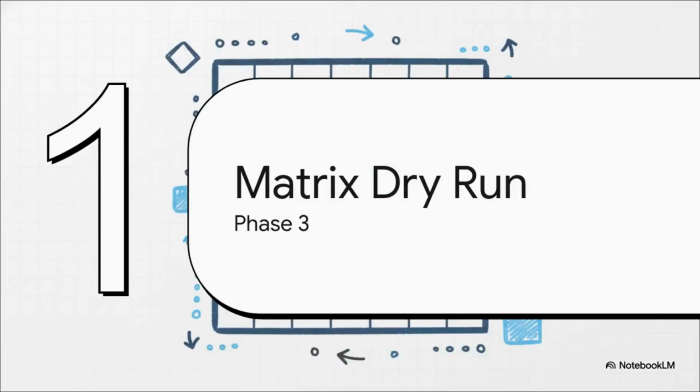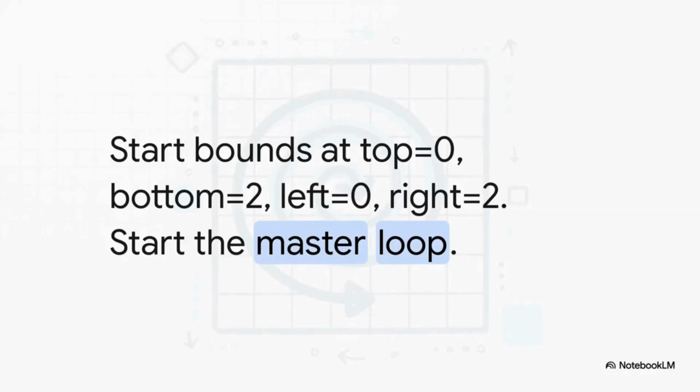Moving into phase 3, matrix dry run execution. Let's see this in action. All right, here is our starting grid. It's a perfect 3x3 square populated with the numbers 1 through 9. Our dynamic boundary walls are sitting at the absolute edges, so indices go from 0 to 2. Top is 0, bottom is 2, left is 0, and right is 2.